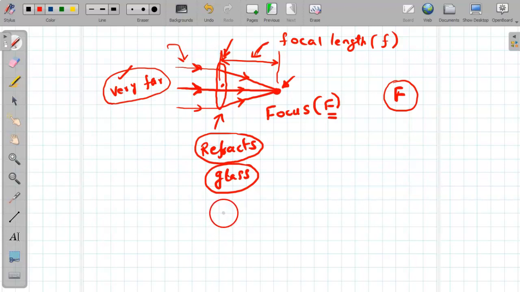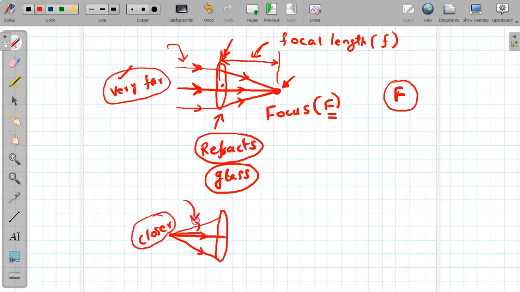Now another diagram. What if the object is closer? We have to draw a divergent beam because the object is closer now. If you see a divergent beam in the question paper, you should imagine the object is closer. And then you can see on the other side the function of this convex lens.